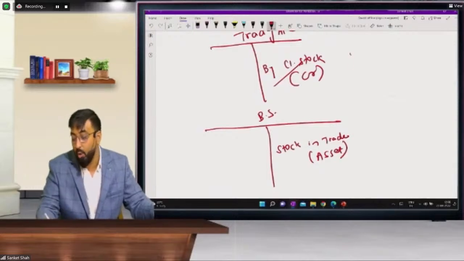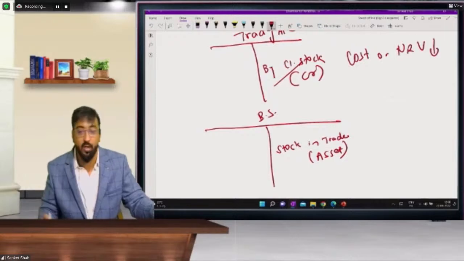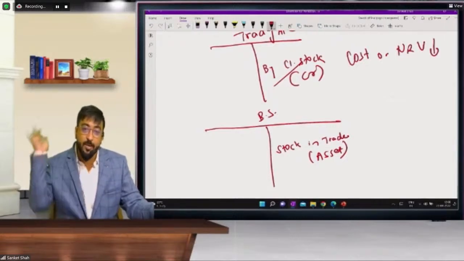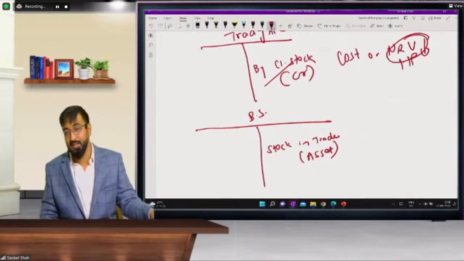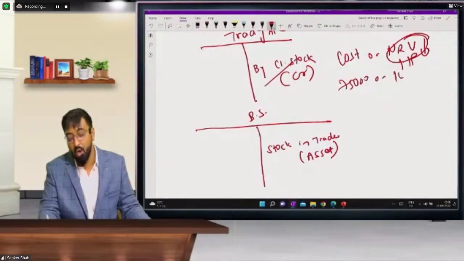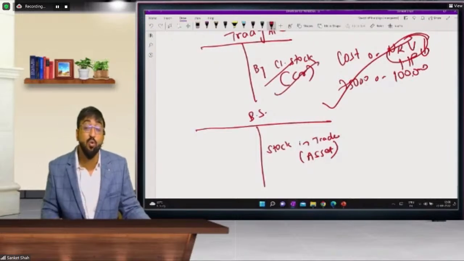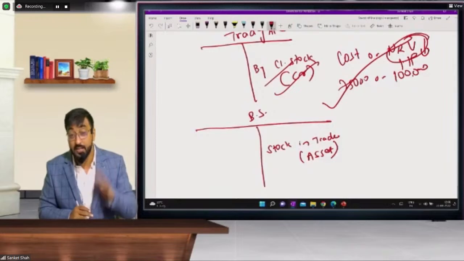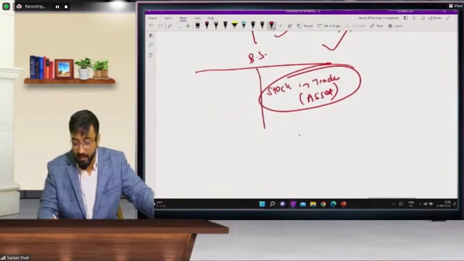Okay, and at what price, sir? Inventory valuation: cost or NRV, whichever is lower. Cost or invoice price; who will take the place of NRV? Invoice price, whichever is lower, 75,000 or 1 lakh in our example. So we will record this 75,000, but this is not the closing stock with me. This is closing stock with the customer. So instead of stock in trade, I will write inventories lying with customer.